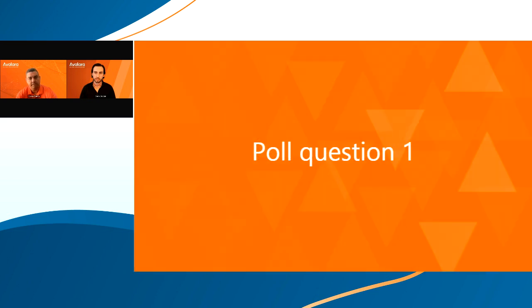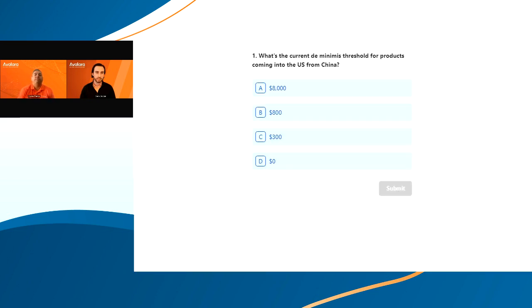Perfect. So let's open it up. What's the current de minimis threshold for products coming in from China to the U.S.? Sorry, I've lost my voice a little over the last week, so I apologize. We'll keep this open for a minute. Feel free to answer, and then we'll go on. Obviously, we'll call this a trick question. Normally it would be a pretty straightforward question, but as the changes happen pretty rapidly, we'll see how this goes.